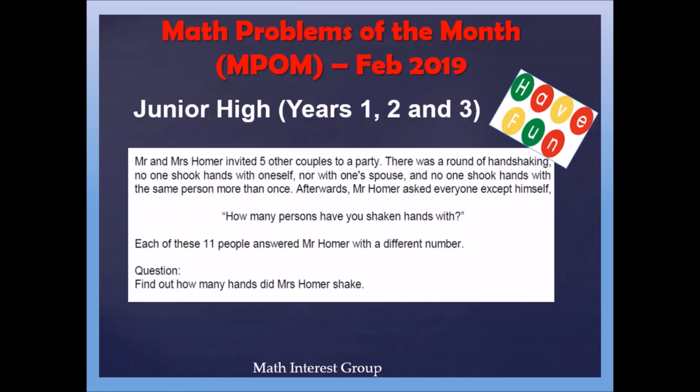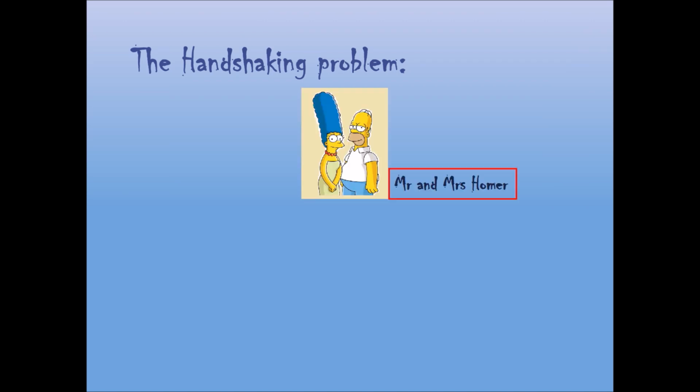In this video, we will discuss the junior high problem for February 2019. An animation will explain the problem statement later. Here we go. This problem is called the handshaking problem. There are a few variations to such problem. We shall introduce the problems now.